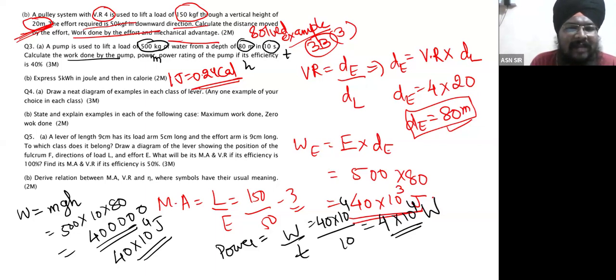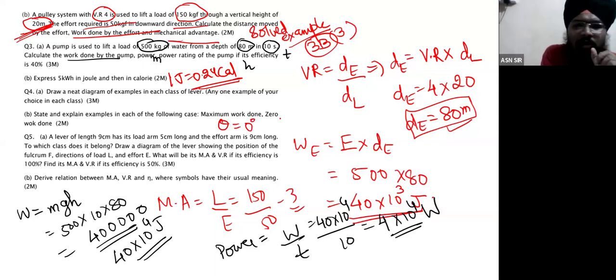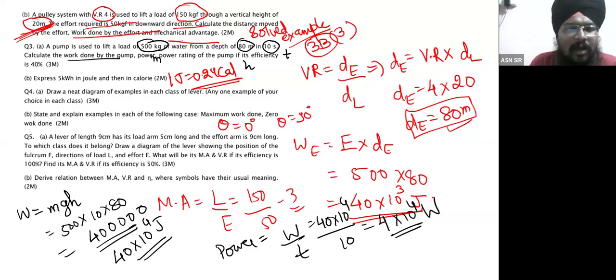State and explain the examples in each of the following cases, that is maximum work done and zero work done. So work done will be maximum when theta is 0. Work done will be 0 when theta is 90, right? For maximum work done, theta should be 0. We know that W equals F s cos theta. So when theta is 0, cos 0 will be 1, and the work done will be maximum.